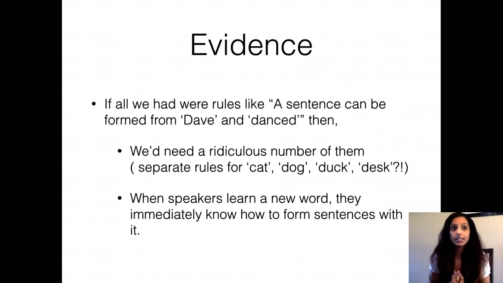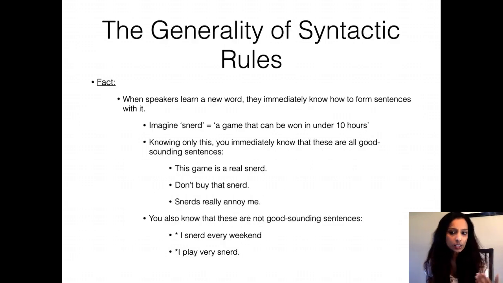Obviously, if we had a rule that was as specific as take Dave and take danced and put them together to form a sentence, you would have millions and millions of rules of English because you have millions of nouns and millions of verbs. And so it would not be easy for the child who's learning language to learn all these different rules of syntax. And that's why we talk about the generality of syntactic rules.